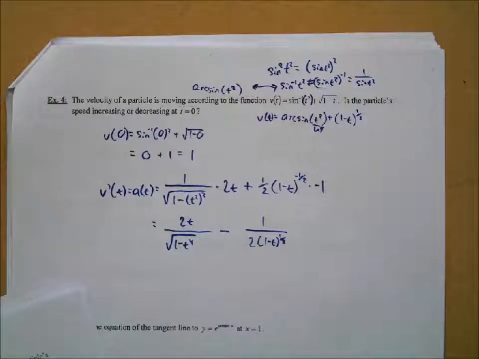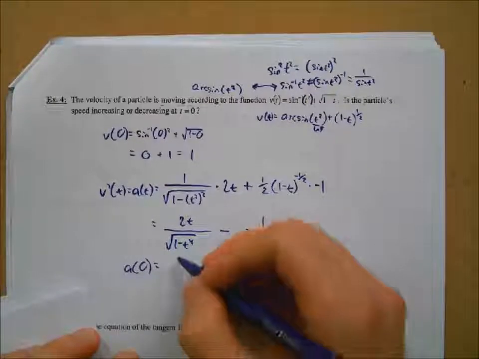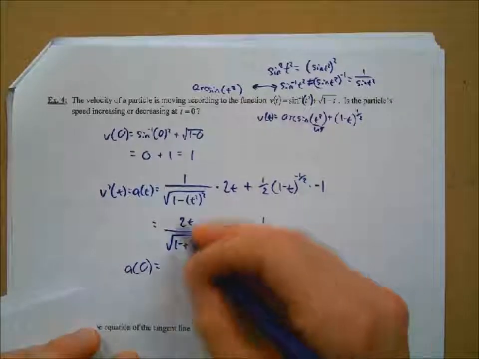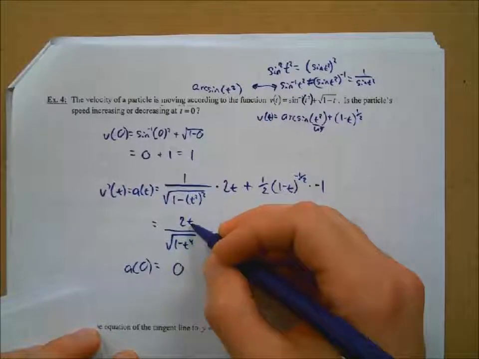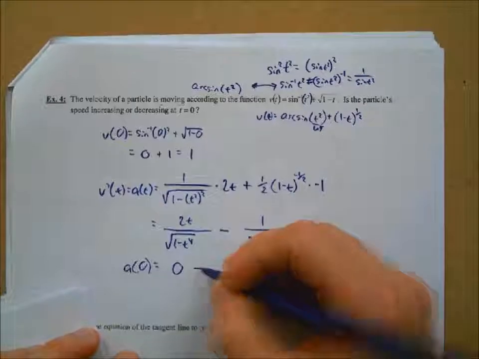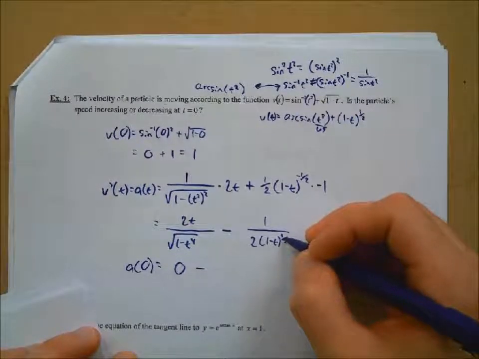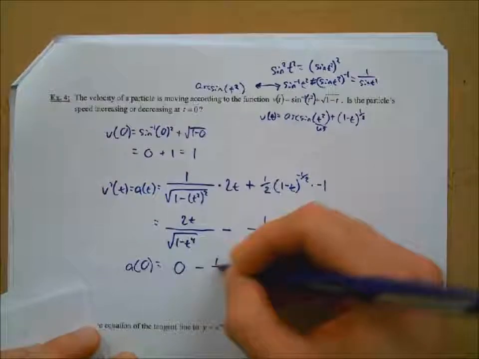And now we'll plug in 0. Very nice here, because what's this first piece going to be? Just 0, right? It's 2 times 0 over the square root of 1 minus 0, so it's 0 over 1, and it's just going to be 0. Minus then, 1 minus 0 here is 1, to the 1/2 is still 1, times 2 is 2, so it's 1 over 2, or negative 1/2.